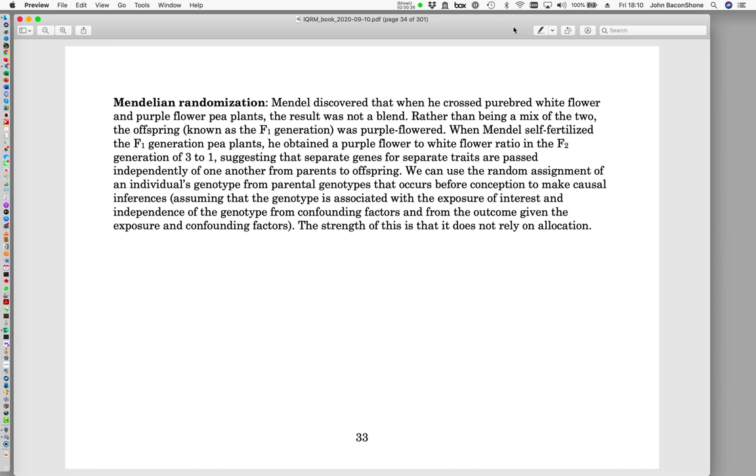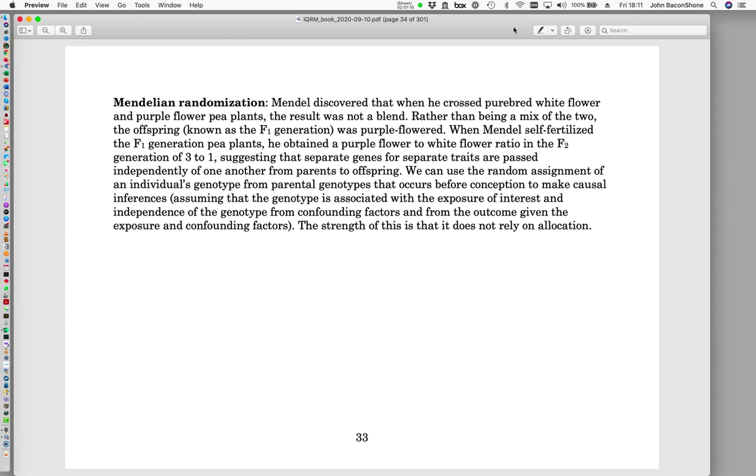Instead, all the offspring were purple. However, when he self-fertilized those F1 generation purple flowers, he obtained purple flowers to white flowers in the next generation in a ratio of 3:1. So that suggests that genes for different traits are passed independently of one another from parents to offspring. Many of you know far more about genetics than I do, but for those of you who don't, this is one of the core principles of genetics.